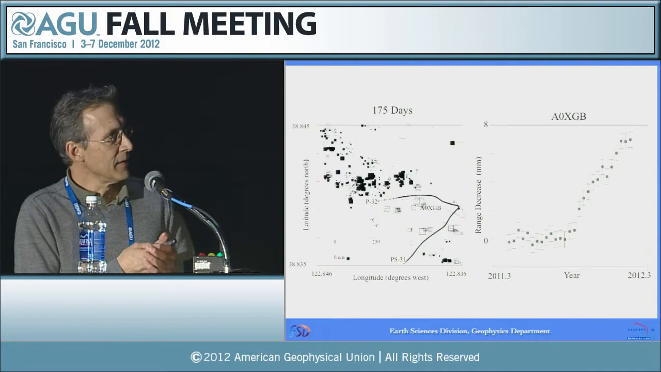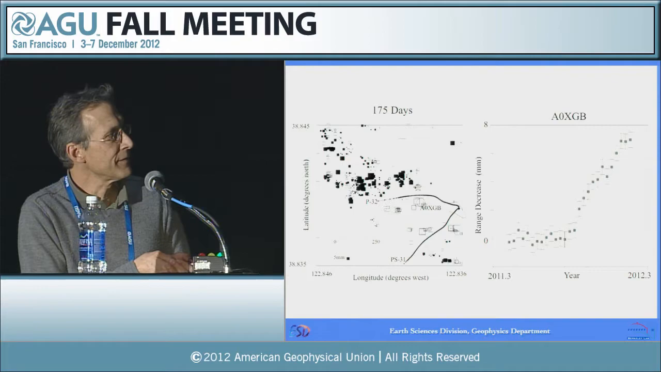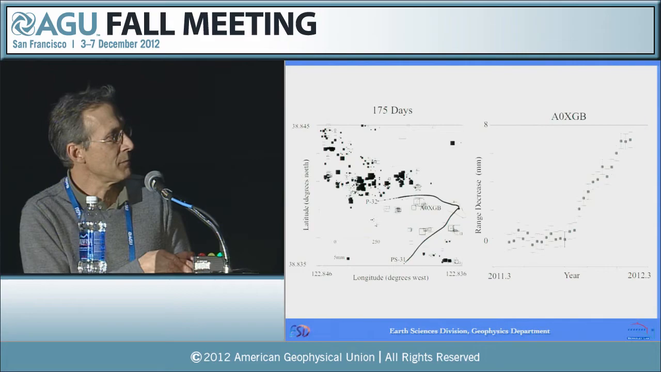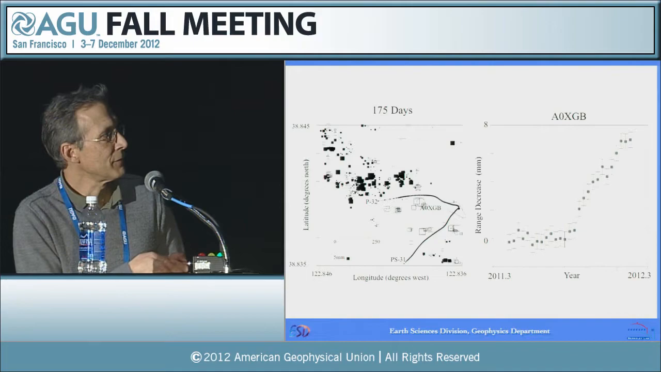So this is deformation, or range change, on the left here. This is a map, so it's longitude and latitude, and each of these rectangles signifies a range change. And this is a scale value here. This is 5 millimeters of range change, or half a centimeter of range change. So everything's scaled to that.